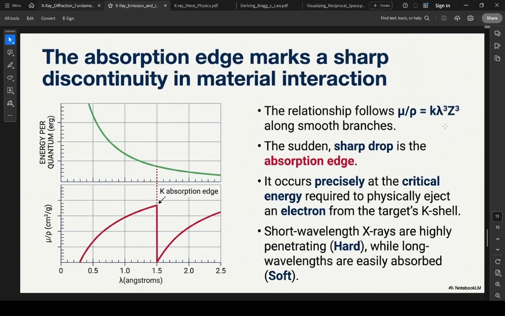So for hard X-rays, which have shorter wavelengths, like less than 1 angstrom, they will have a smaller mass absorption coefficient, which means they are absorbed less and hence they are highly penetrating. Whereas longer wavelengths, that is soft X-rays above 1 angstrom, are easily absorbed because they have a higher mass absorption coefficient.